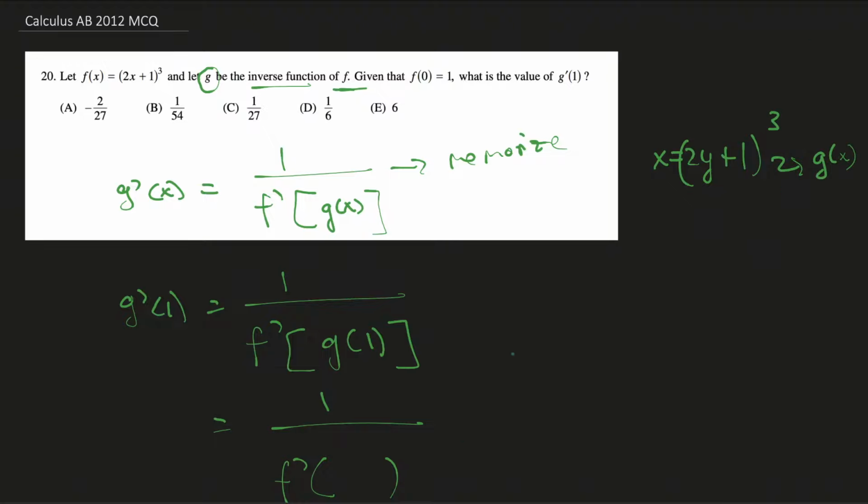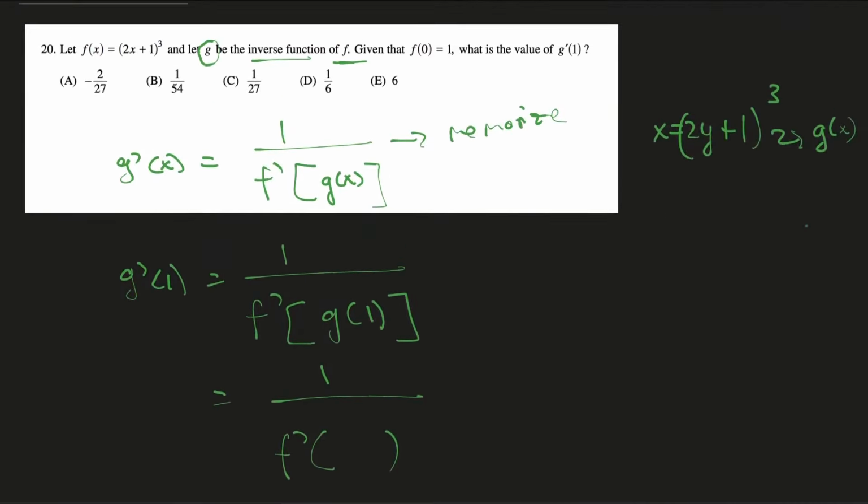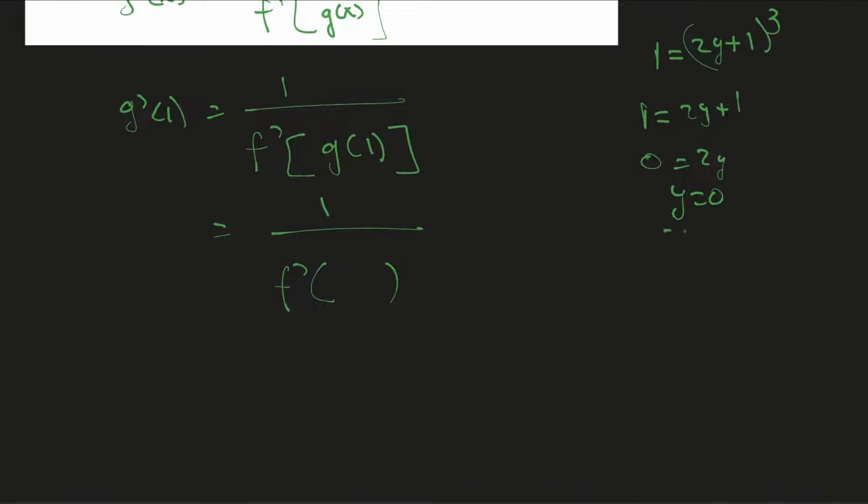Now if I plug in a 1 as the x, 1 would be equal to (2y plus 1) cubed. Taking the cube root of both sides, this gives us 1 is equal to 2y plus 1. Subtracting, it gives us 0 is equal to 2y, so y is equal to 0. So if I plug in 1, then g of 1 is equal to 0.